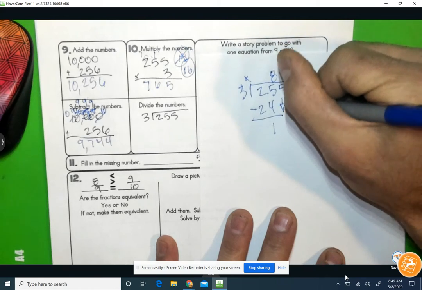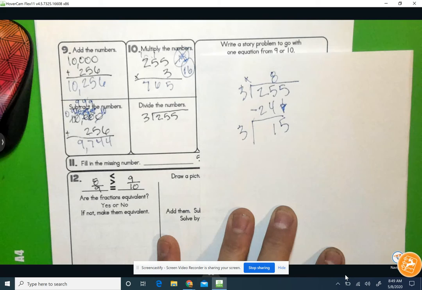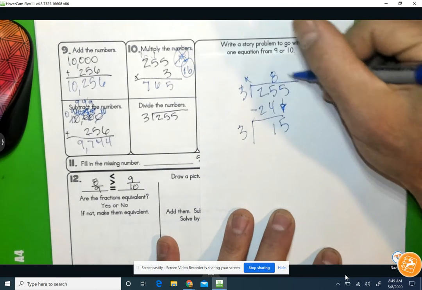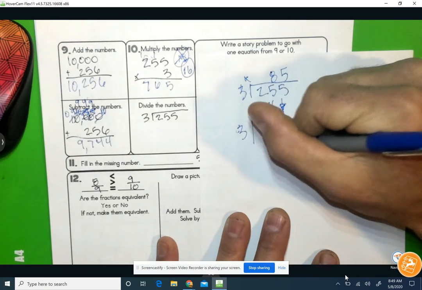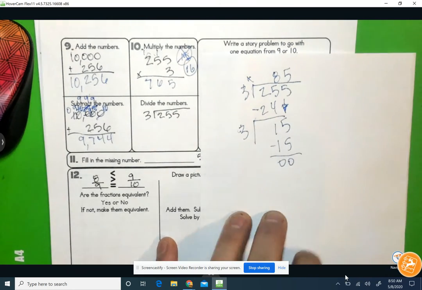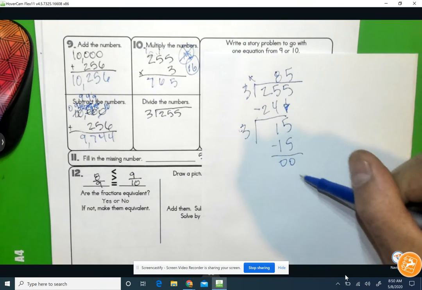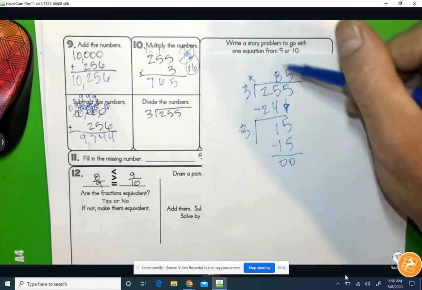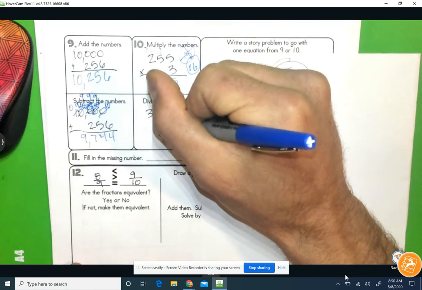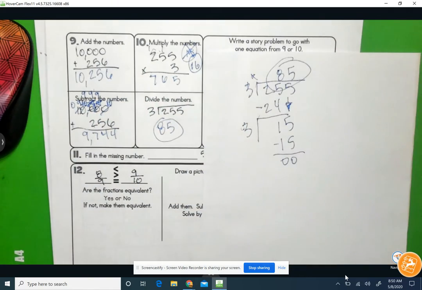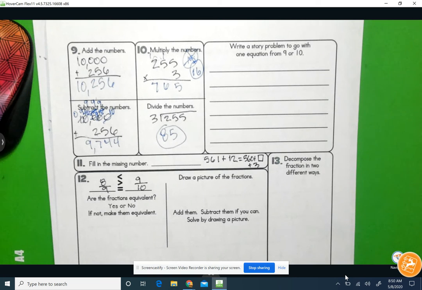Bring down my 5. My new division problem is 15 divided by 3. 15 divided by 3 is 5. 3 times 5 is 15. And when I subtract, I get 0. No remainder. My quotient or my answer is not 0. My answer is 85. Okay. Put that in that box there. Okay, that's number 10. All right, number 11, filling in the missing number.